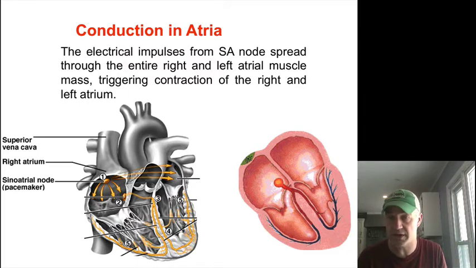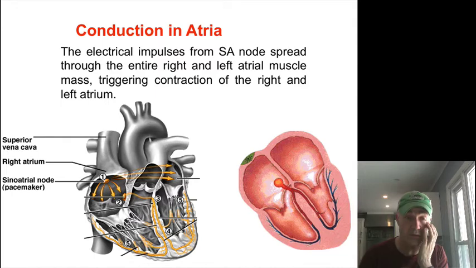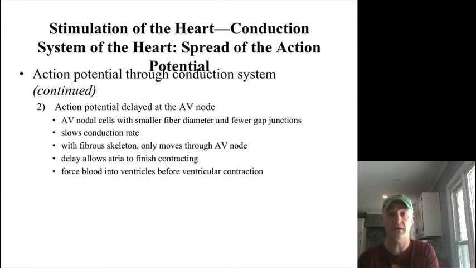One of the things this is working toward is what is referred to as the AV node. Near the tricuspid valve, you have this AV node. This AV node has cells that are much smaller in diameter with fewer gap junctions, and these are actually going to slow down this depolarization for a period of time.